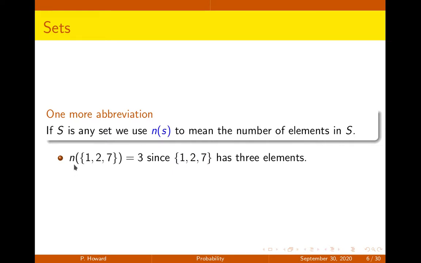A quick example: the number of elements in the set whose elements are 1, 2, and 7 is 3, because the set has 3 elements.